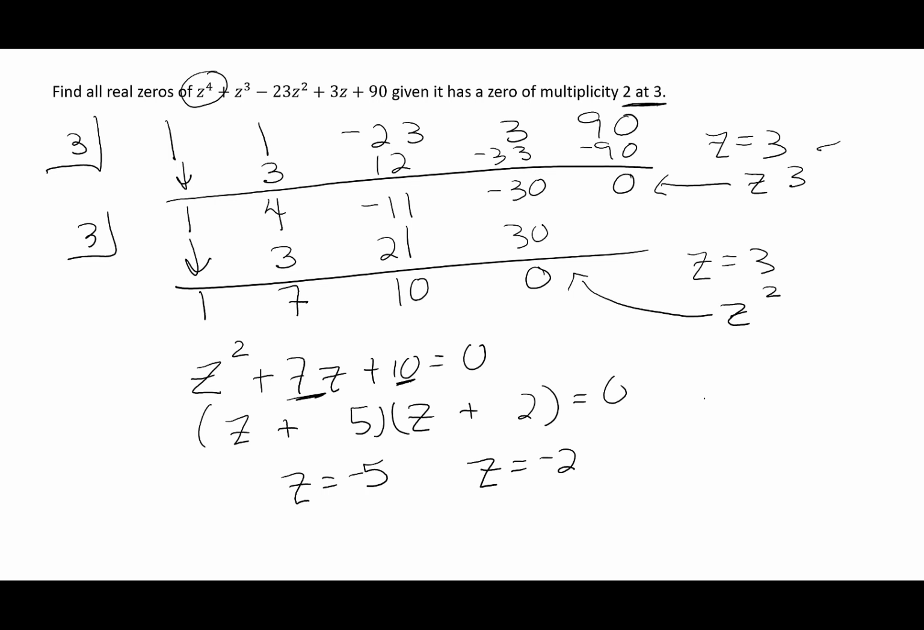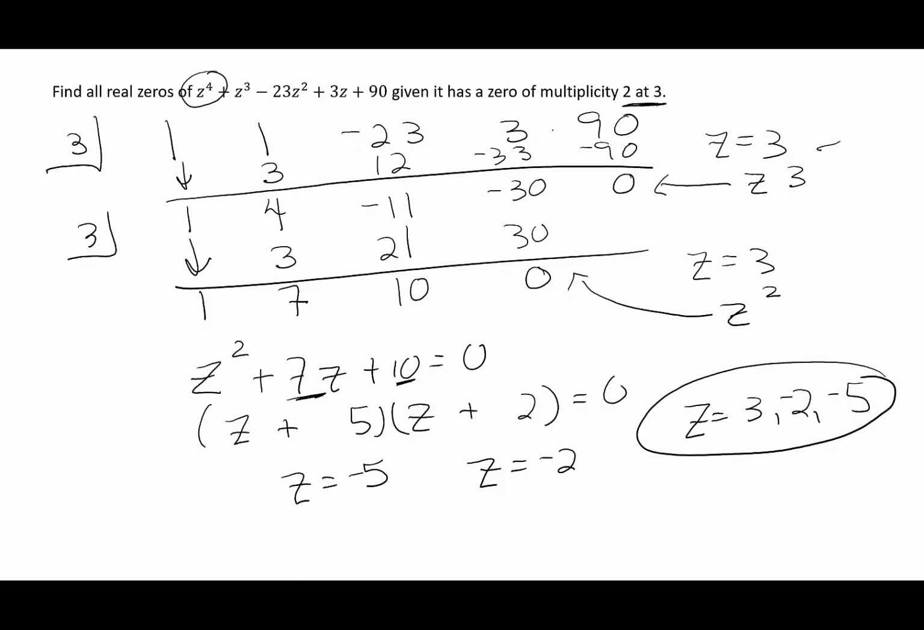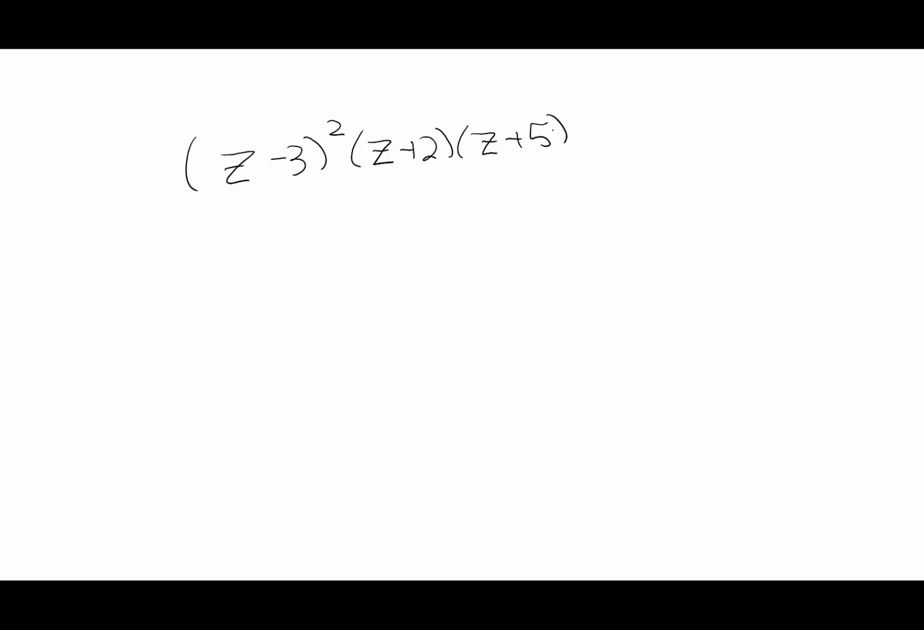So my zeros are 3, negative 2, negative 5. You don't have to write the 3 twice, even though it happens twice. To write it in factored form, I would have z minus 3 squared, z plus 2, z plus 5. Remember, you're always flipping the sign. So it said positive 3, I write negative 3 in my factor. It said negative 5 and negative 2, so I write positive 2 and positive 5 in my factoring.